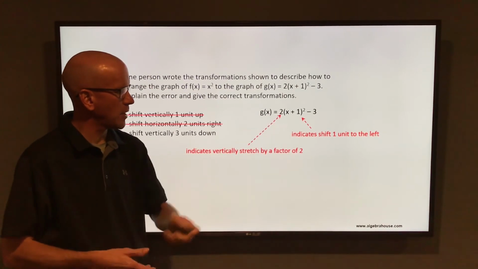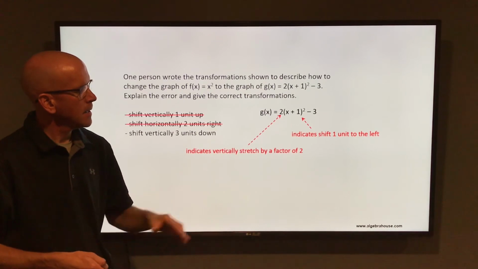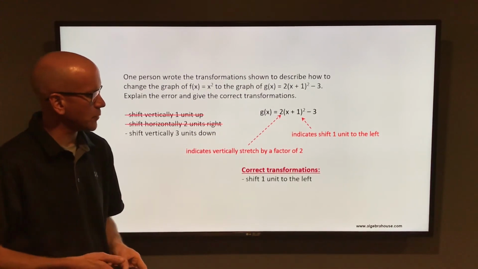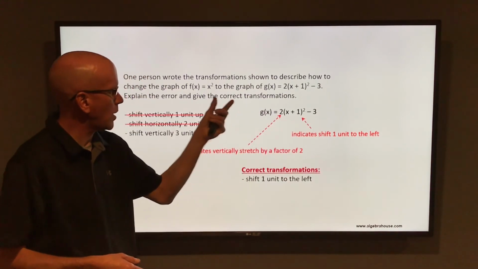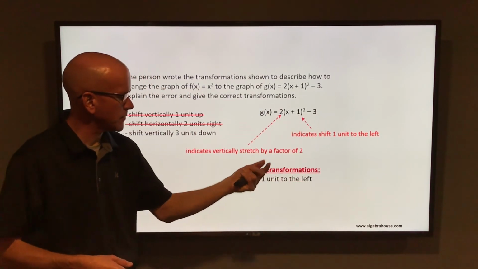When you multiply the y value by 2, it's going to stretch the graph by a factor of 2. And then minus 3 on the end: when you subtract 3, now we're subtracting 3 from the value of y, so we're subtracting 3 from the whole right side. That's going to shift the graph down 3 units.